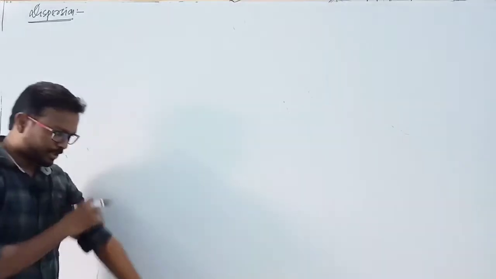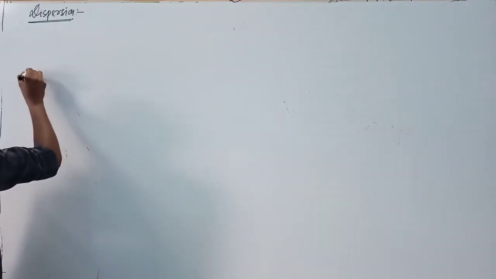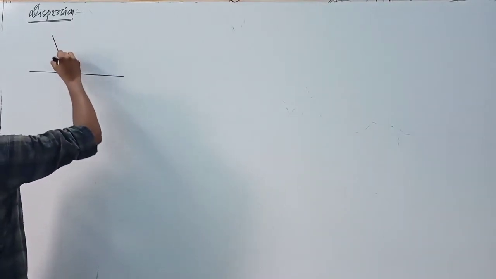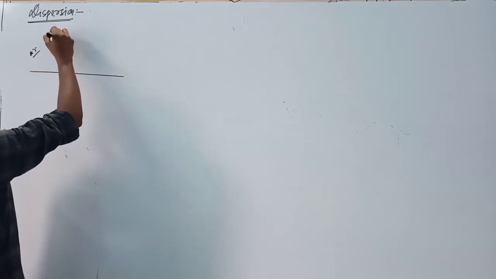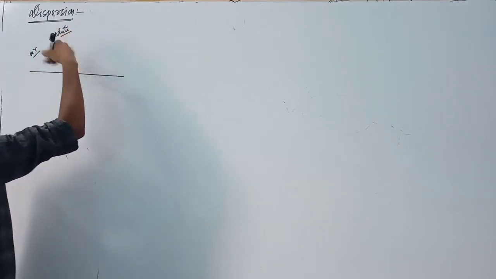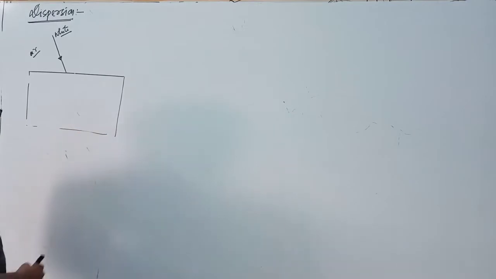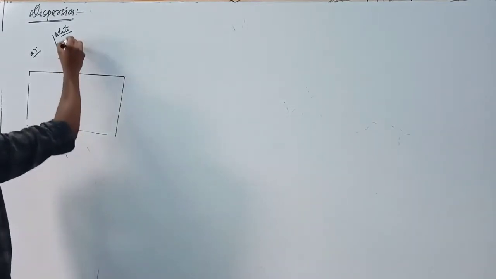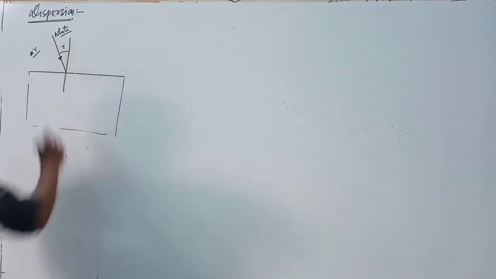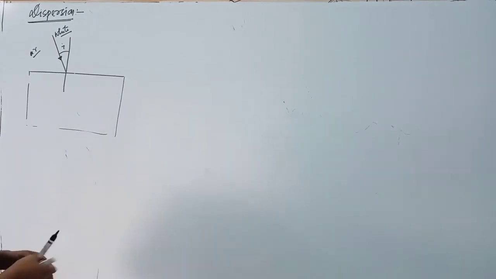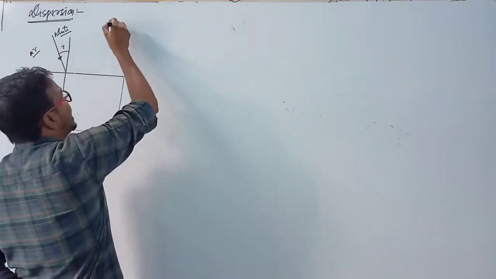Now we will start dispersion. So what is the meaning of dispersion? Suppose there is white light incident on a surface, and here the medium is air. What is white light? It is the mixture of all the colors of light, and it is traveling from a rarer medium to a denser medium of refractive index mu. First we draw a normal at the point of incidence, and this angle is known as the angle of incidence i. Clear?